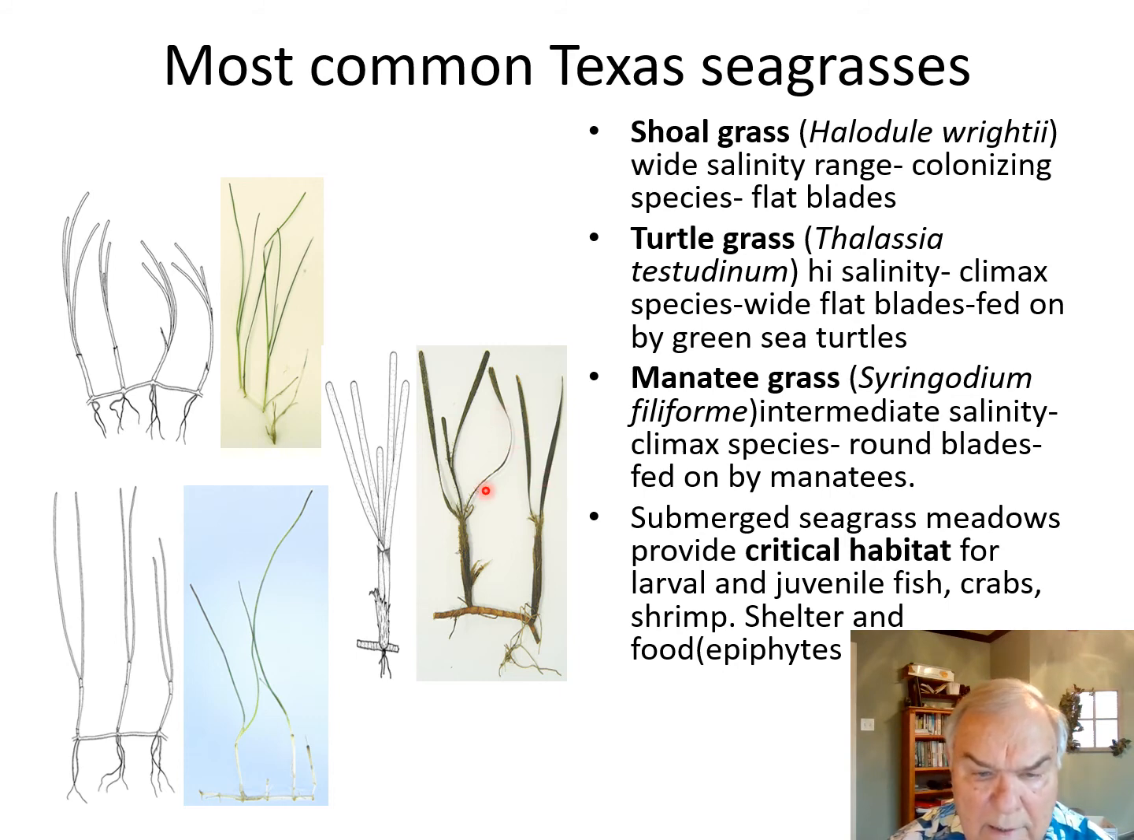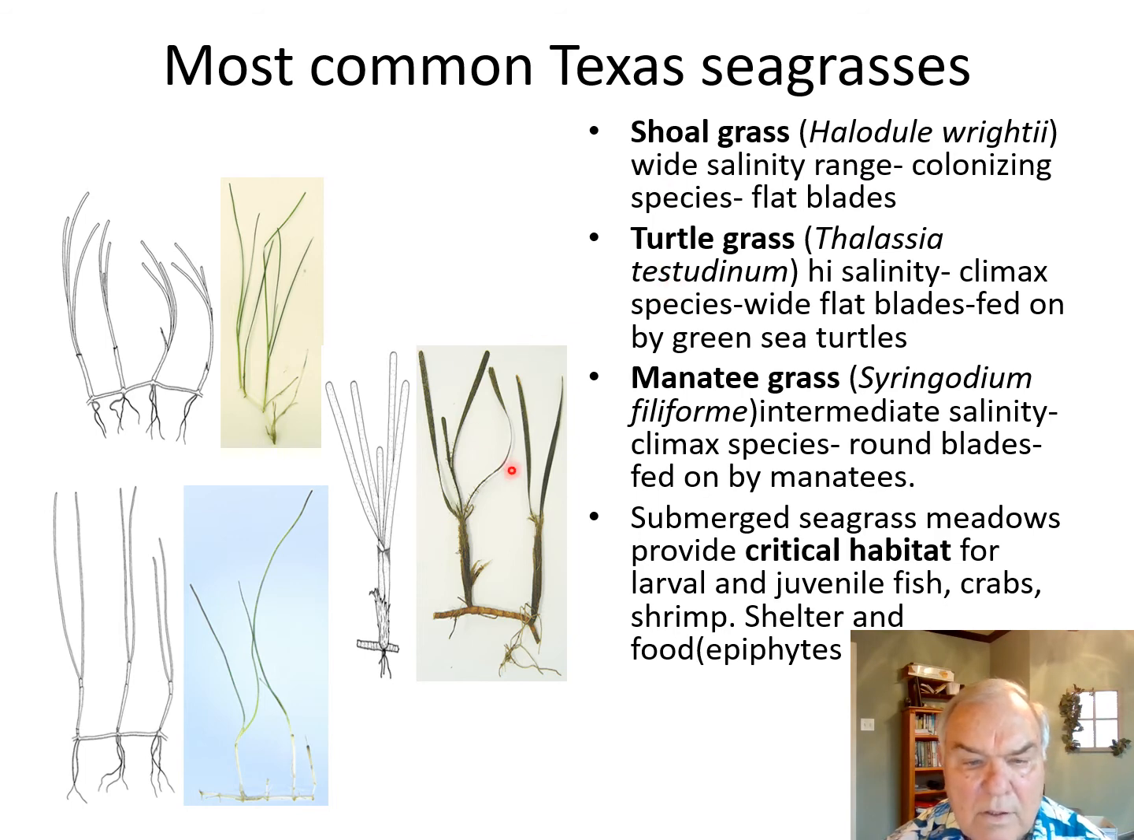As they die and decompose, they form what's referred to as detritus, which basically is a slow release fertilizer, if you will, kind of the ideal fertilizer for Texas bays. Also, detritus is consumed by several marine organisms. So these are the most common ones in Texas: shoal grass, Halodule. This is one of the most common grasses throughout all of the estuaries. It has a wide salinity range.